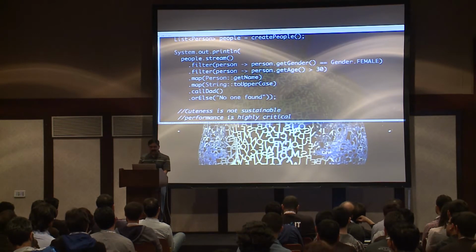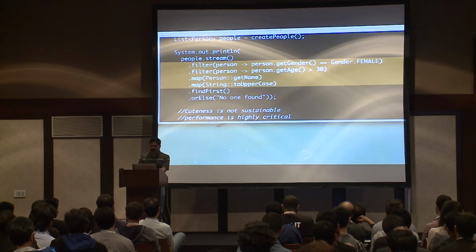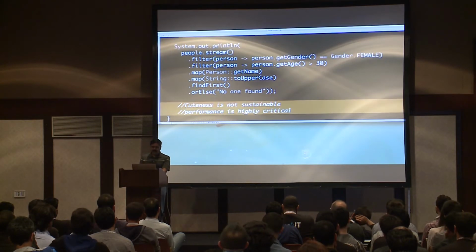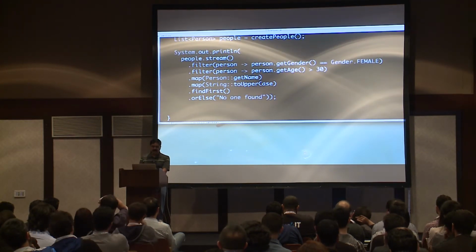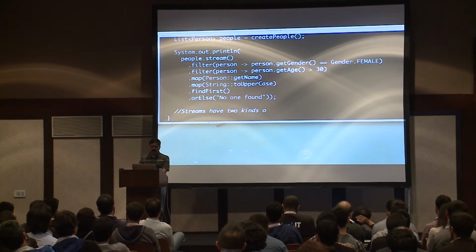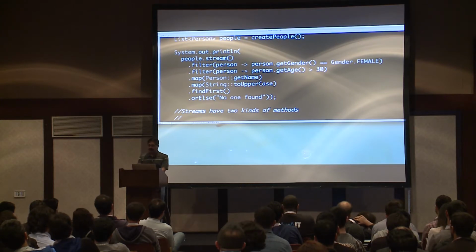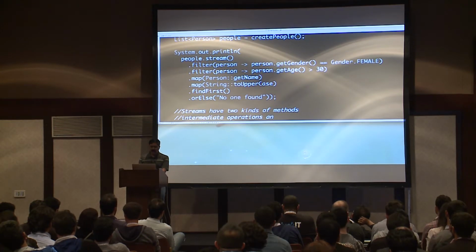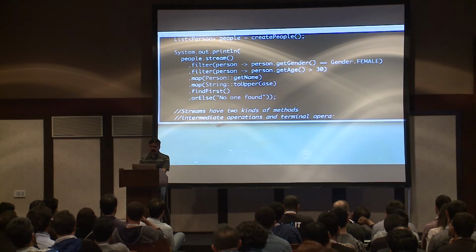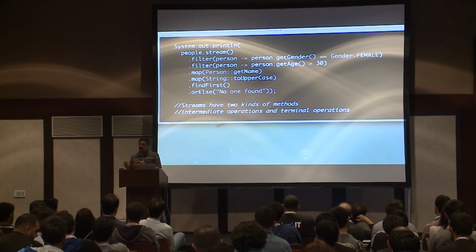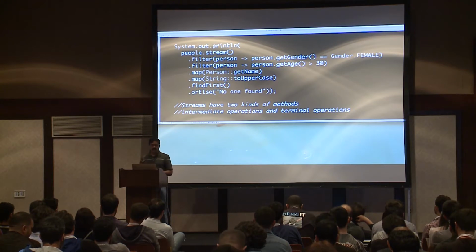So the point really is that all these methods are just accumulated and never executed until you meet a terminal operation. So to understand this, let's think about what kind of methods the streams have. Streams have two kinds of methods. The first type are called intermediate operations, and then there are what are called terminal operations. The intermediate operations are absolutely lazy. They postpone evaluation until you hit a terminal method.